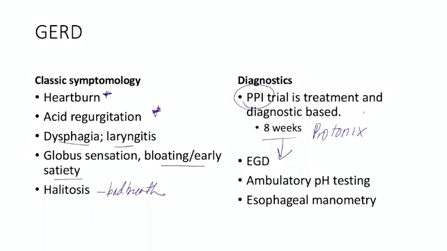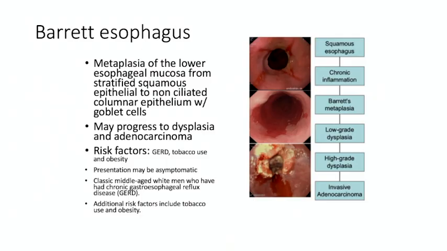Complications of this can then lead to our next discussion, which would be Barrett's esophagus. And this is due to the fact that we have a lot of reflux going on and we get that dysplastic change. So remember back in the beginning of our lectures where we talked about metaplasia, dysplasia, and how things happen to lead us to a potential for cancer development. So metaplasia of the lower esophageal mucosa from stratified squamous epithelia to non-ciliated columnar with goblet cells.